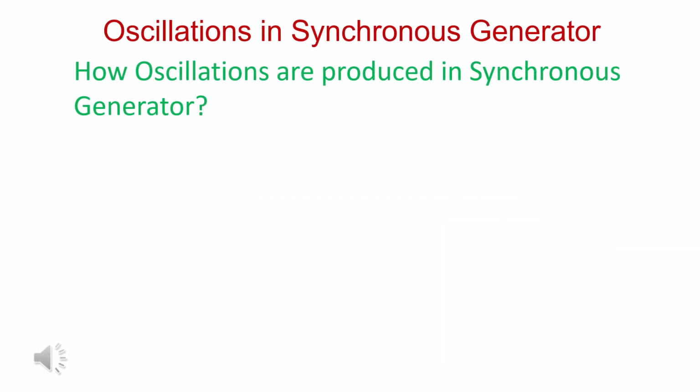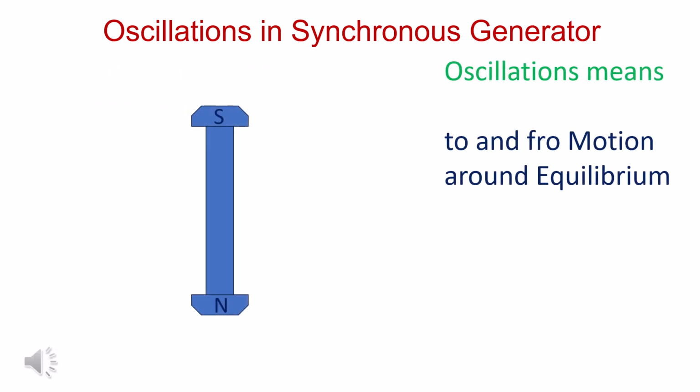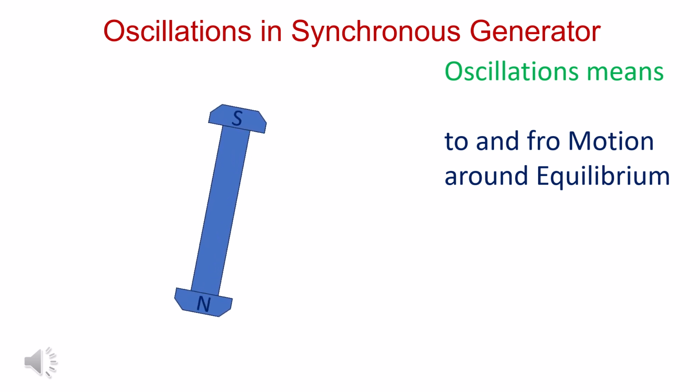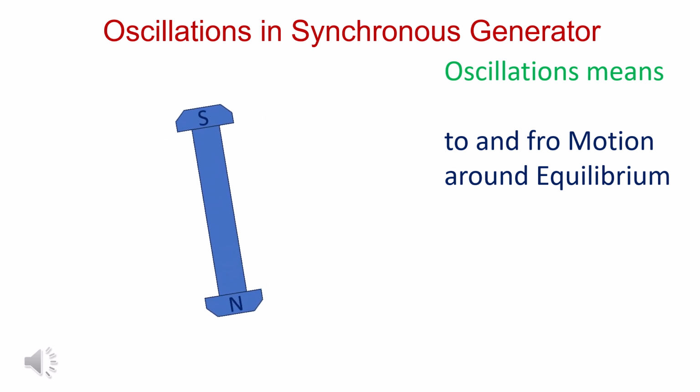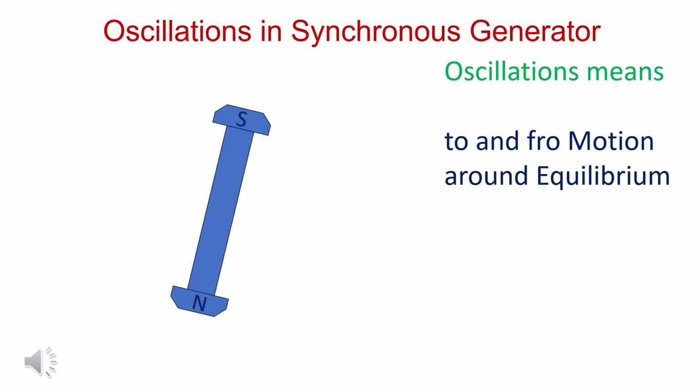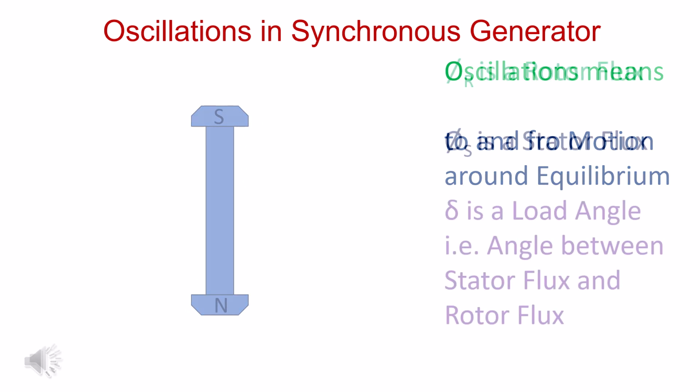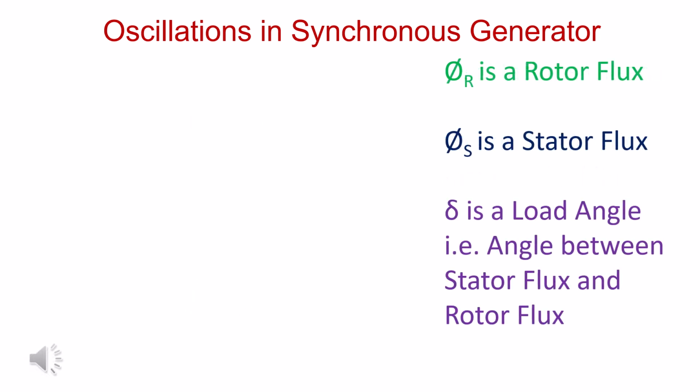How are oscillations produced in a synchronous generator? Oscillations mean to and fro motion around equilibrium. Phi r is a rotor flux. Phi s is a stator flux. Delta is a load angle, that is angle between stator flux and rotor flux.